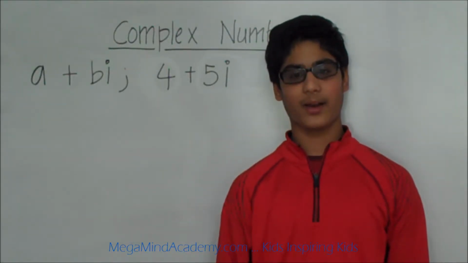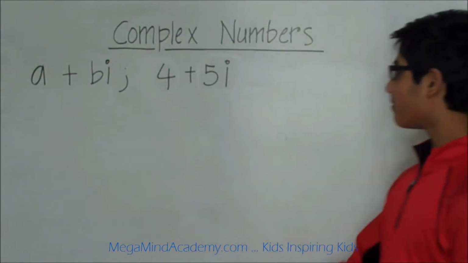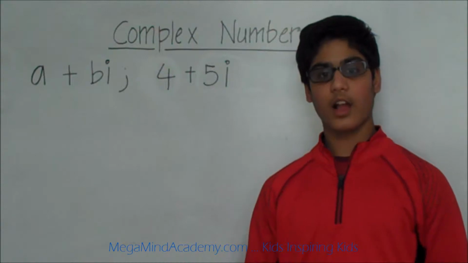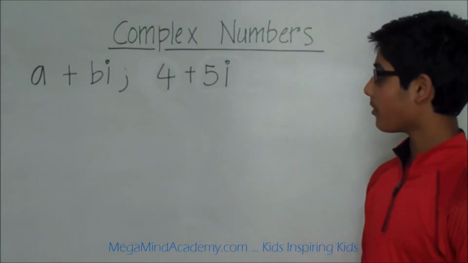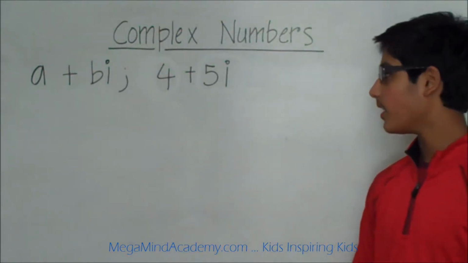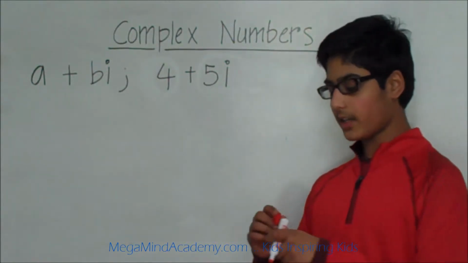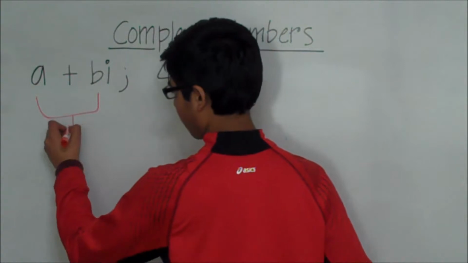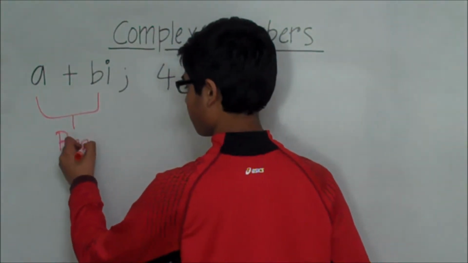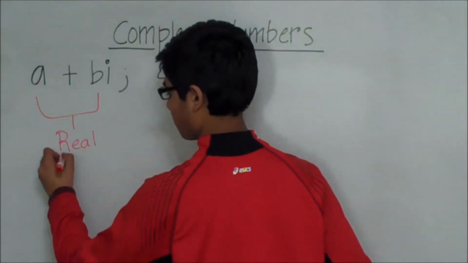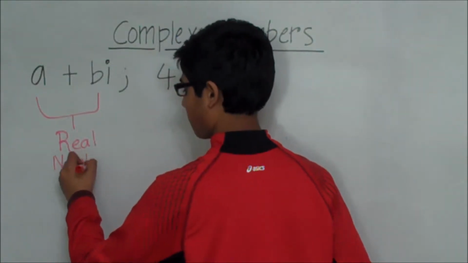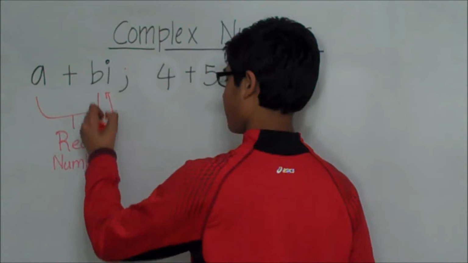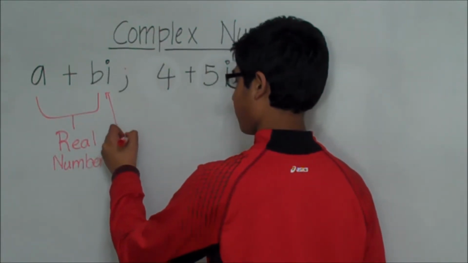Today we learned about complex numbers. So what is a complex number? Well, a complex number is a number that can be written in the form a plus bi. Here, a and b are real numbers and i is an imaginary number.